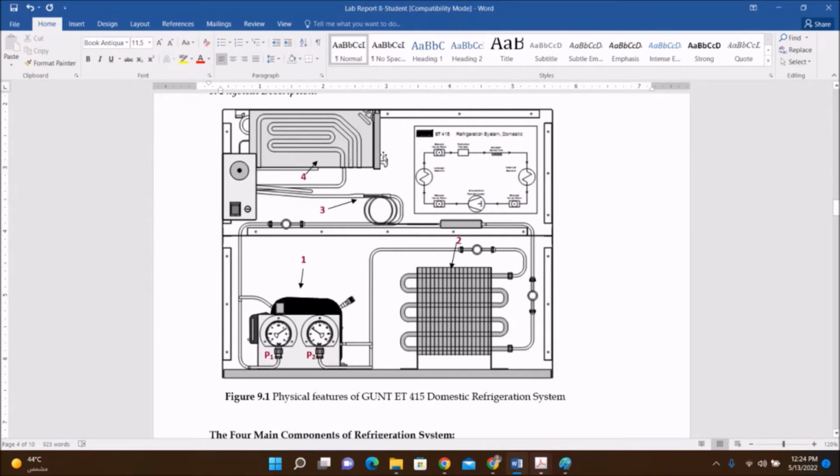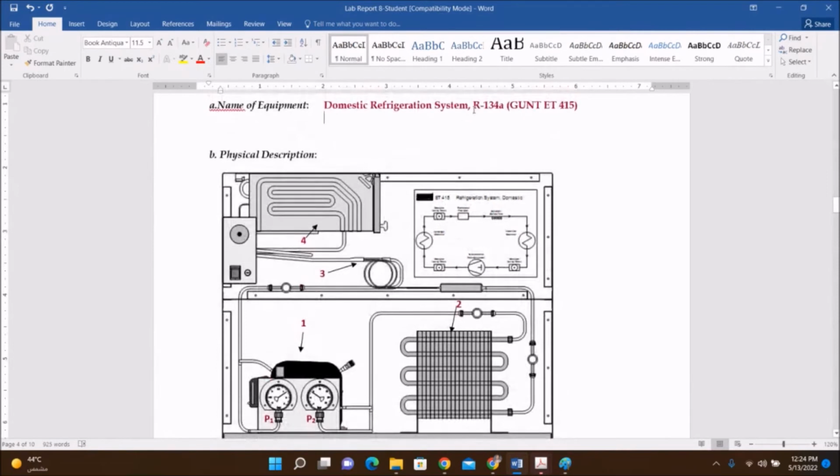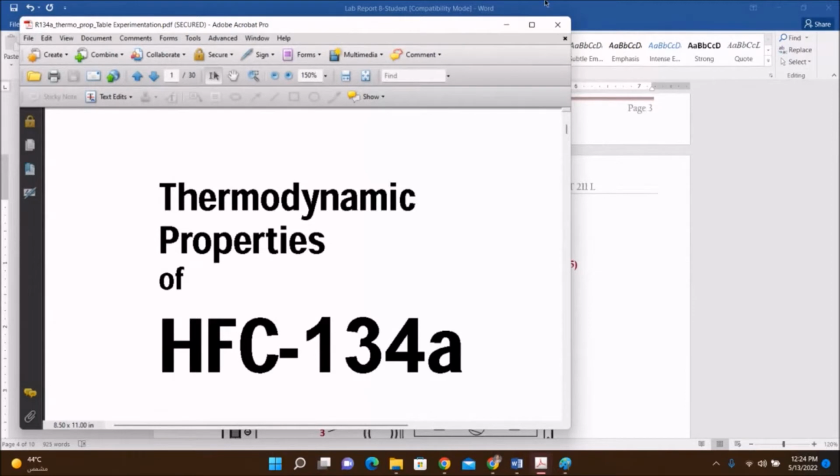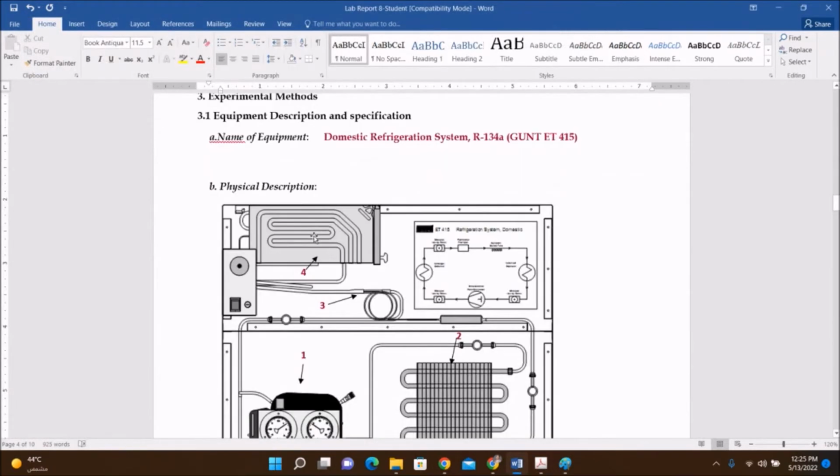Through these tubes, a refrigerant R134a flows. This is a hydrofluorocarbon, HFC. This is the refrigerant 134a property table. We'll start the working now. Through these tubes, the refrigerant is flowing. Here in the refrigerator, the refrigerant is liquid. Initially consider it is liquid.